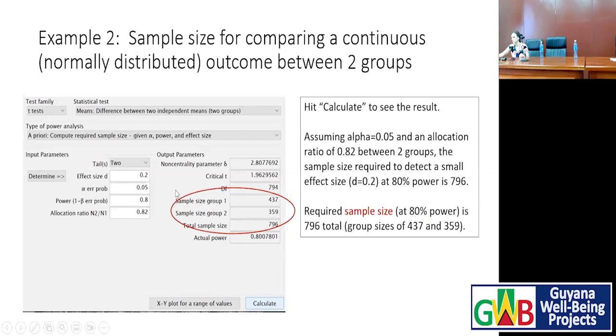Okay, we'll hit calculate to see the result over here on the output parameters. Here we get the information about the sample sizes, and we conclude that, assuming alpha of 0.05 and an allocation ratio of 0.82 between the two groups, the sample size required to detect a small effect size at 80% power is going to be a total of 796. It also gives you the distribution for your two groups, which is the total sample size for each of those two groups.